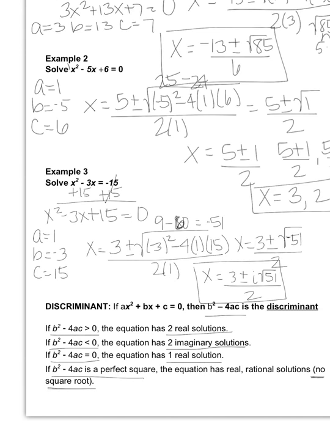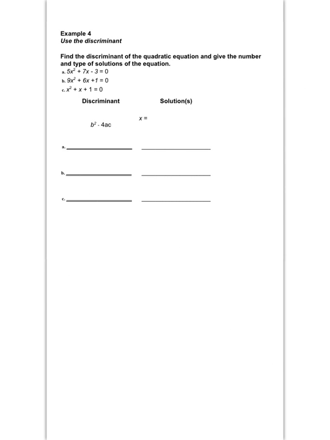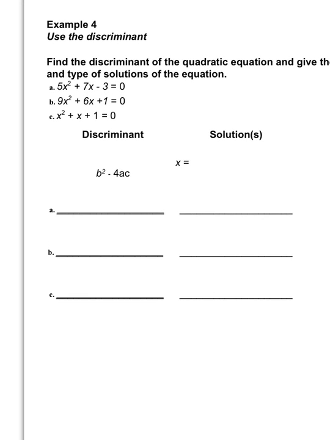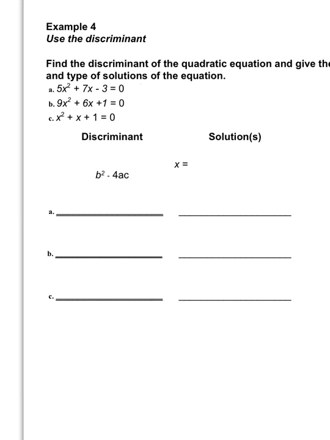Okay, so knowing that information, let's look at an example. We're going to find the discriminant of the quadratic equation, and then give the number and type of solutions of each equation. So let's look at part A. We need to find a, b, and c. Our a on part A is 5, the b is 7, and the c is negative 3.